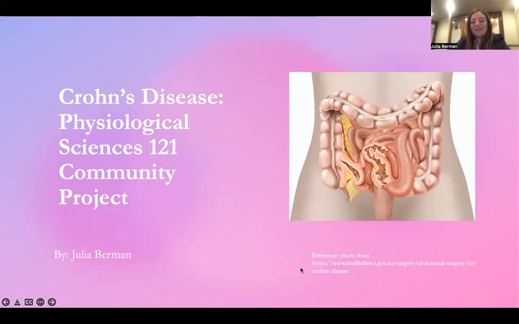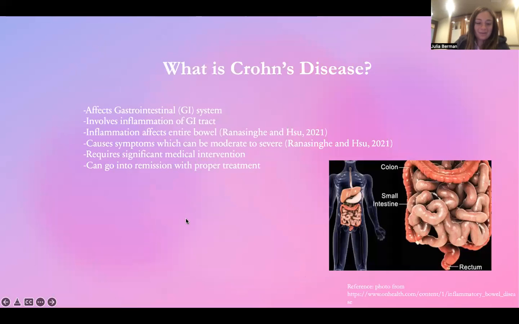So today I'm going to be discussing Crohn's disease. First off, what is Crohn's disease exactly? Crohn's disease affects the gastrointestinal system. It involves the inflammation of the GI tract. As you can see here, inflammation occurs in the colon, the small intestine, and the rectum. And it affects like the entire bowel and can be moderate to severe.